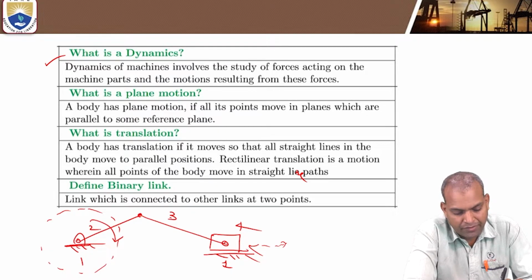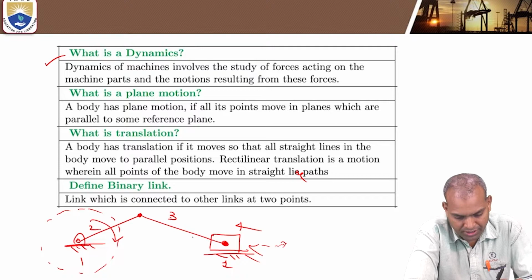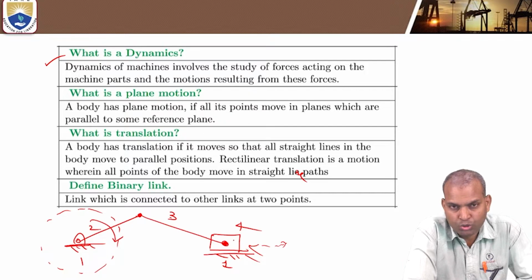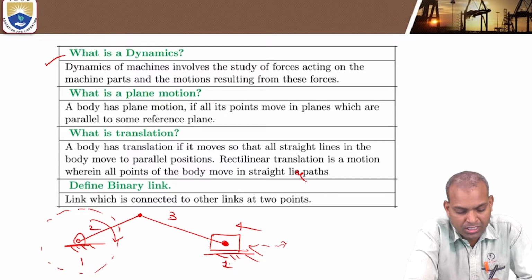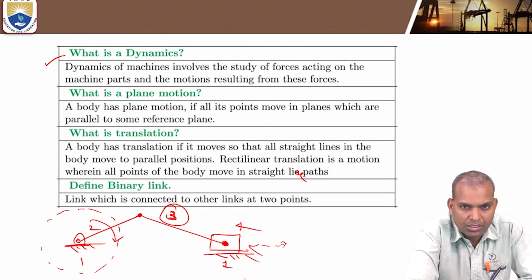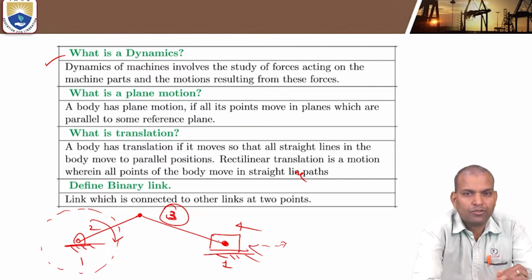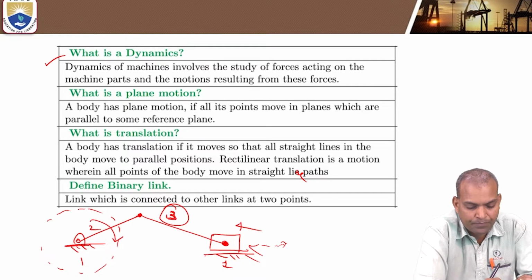Why? Because it is having 2 joints. Here, one joint is connected to link 2, that is in pure rotary motion. And another joint is connected to link 4, it is in translatory motion. That's why the motion of link 3 is the combined rotary and translatory motion. So it is a coupler rod. The motion of a coupler rod is combined rotary and translatory motion.